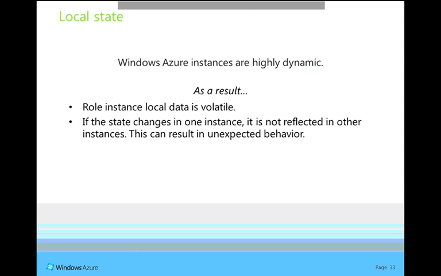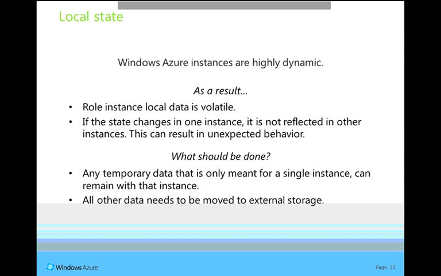So local state, like I said, Windows Azure instances are highly dynamic, right? So they are a very volatile state, and if the state changes in one instance of the application, that will not get reflected across all the other instances. So, for instance, if you are managing the session state in memory, and if the user logs back in and is directed to one of the other instances of the application, the in-memory session state saved in the other instance will not be retrieved here. That will be lost, and you will have to start from scratch.